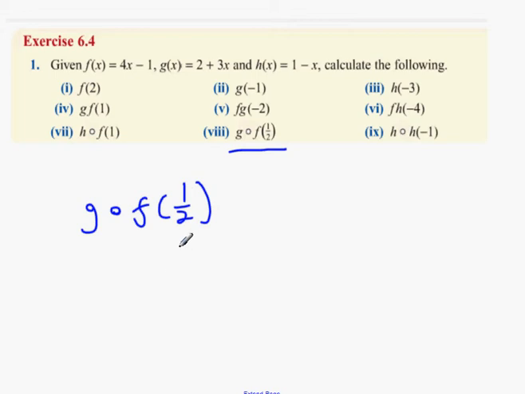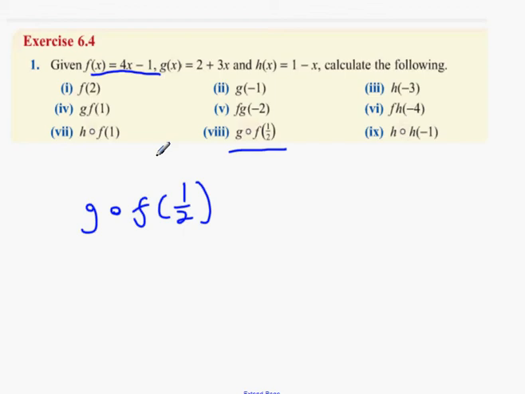G. Sorry, f. Why do you use f first? Because it says in the question. It's closest to a half. Yeah. So whichever one is closest to your number is the one you do first. f is right beside the half, so you do f of a half.